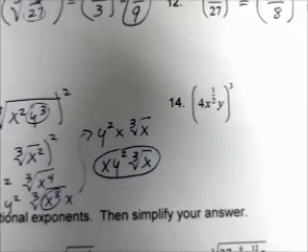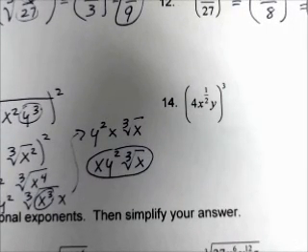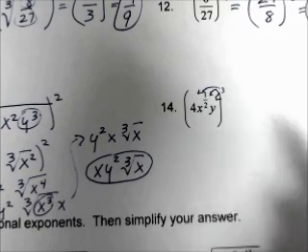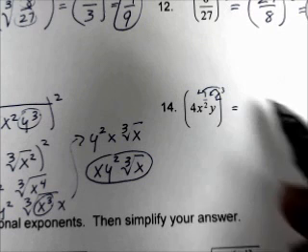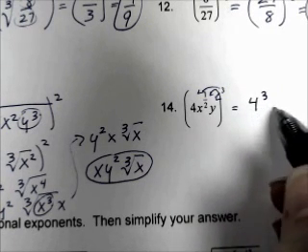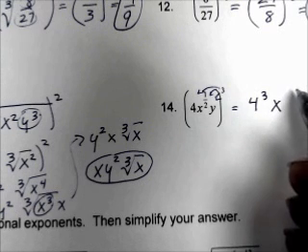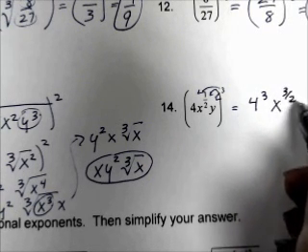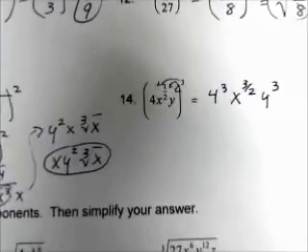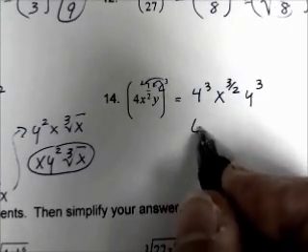Number 14, 4x to the 1/2 y raised to the 3rd. Okay, so this isn't a fractional exponent, so let's see. Perhaps we should distribute here. All right, so 4 to the 3rd is 64. X to the 1/2 raised to the 3rd, you're multiplying, that'll be 3/2, and y to the 3rd. Okay, so we have 64.